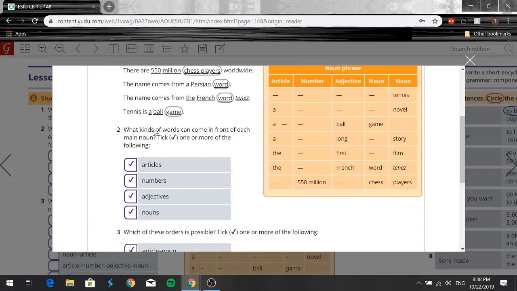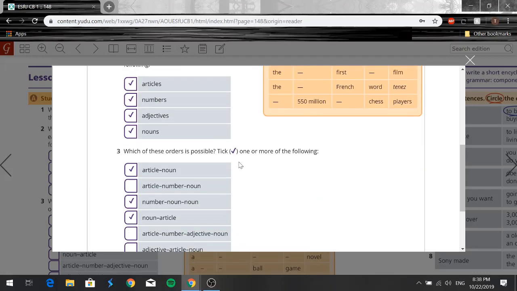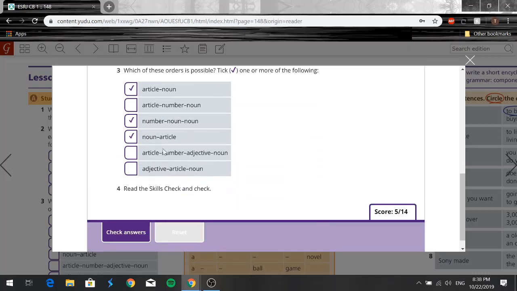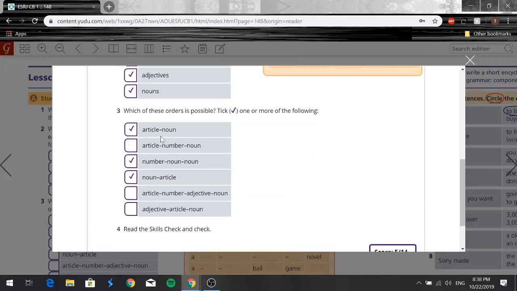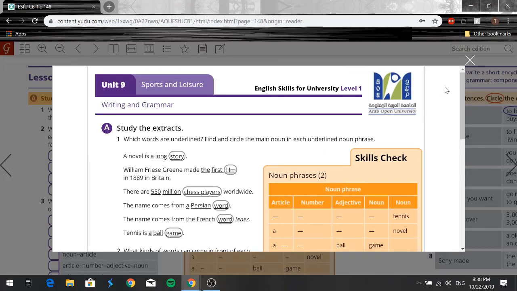So going to A2 now, these are the kind of words that can come in front of each main noun: articles, numbers, adjectives, and nouns, even available in the table here as you can see. And of all of these orders, there are only 3, which is article and then noun, a number and then 2 nouns, one of them is going to be the main noun, by the way, and then we have noun plus article. All of these are correct. The others are not. So that was exercise A, you guys.